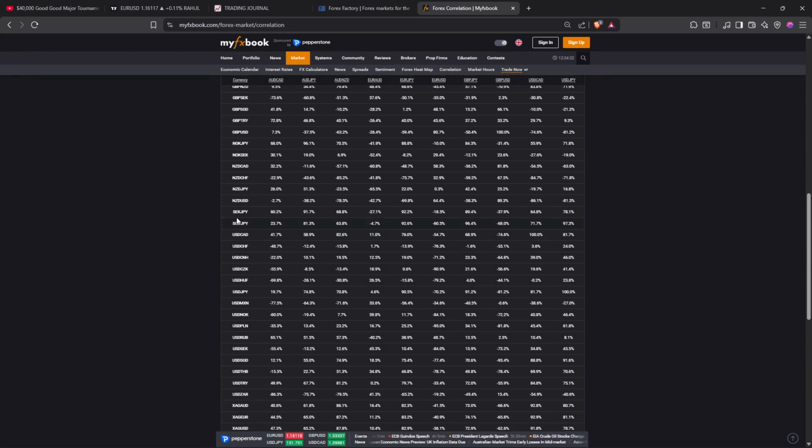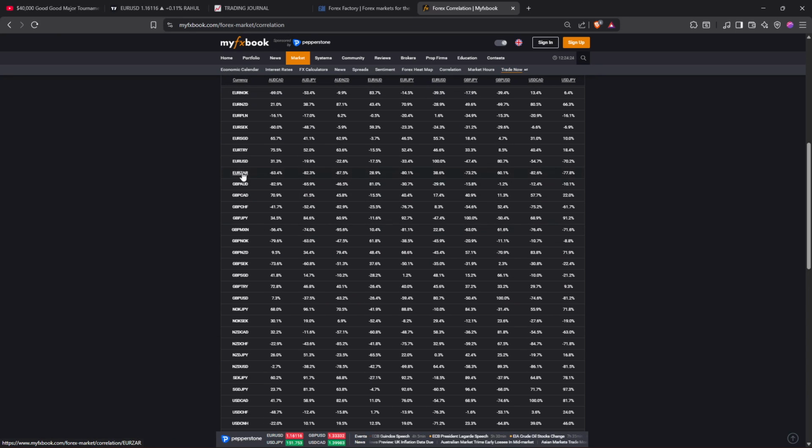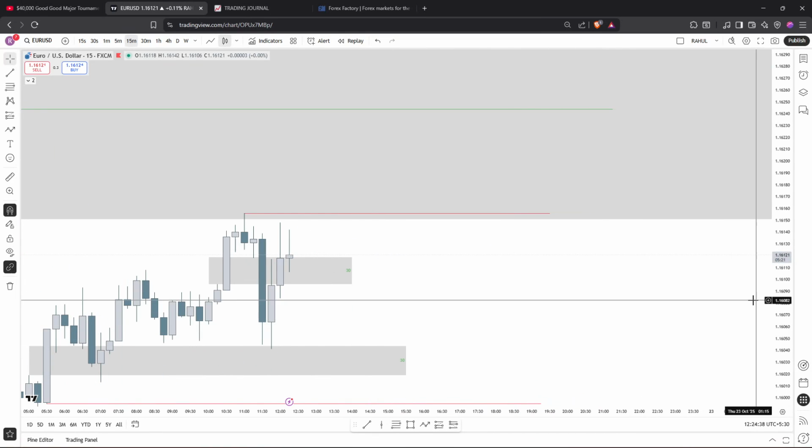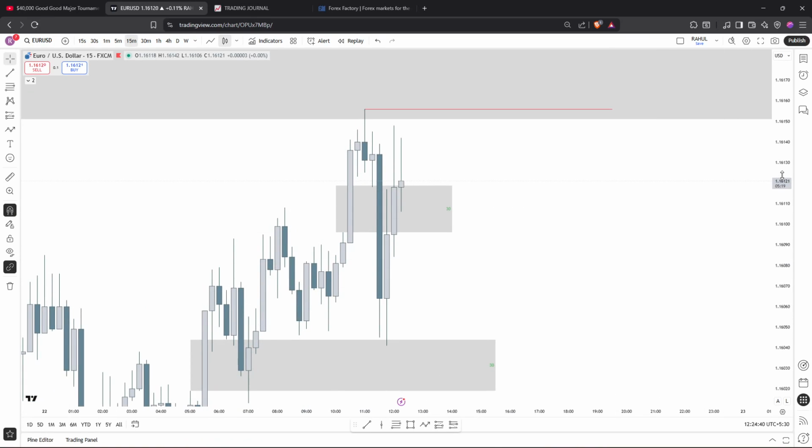To find where Euro USD is. Euro USD. So which is the most correlated? Okay, so GBP USD has an 80% chance of correlation. So that's a bit low. If it had been 90%, then I would have been a little more comfortable acting according to that. So yeah, let's see what happens.